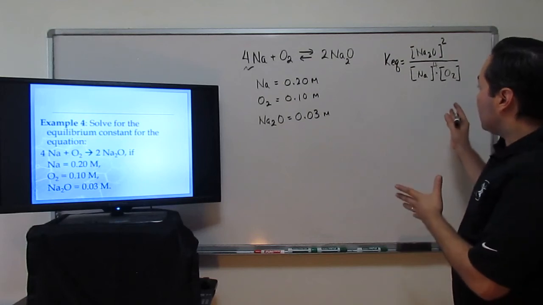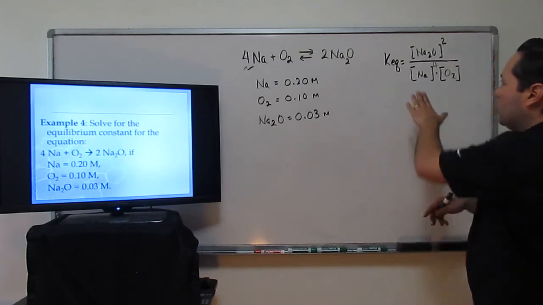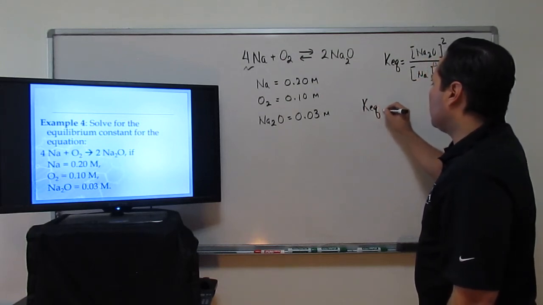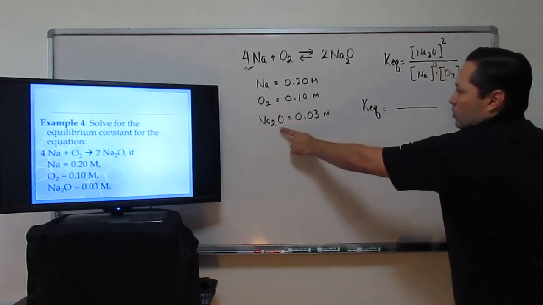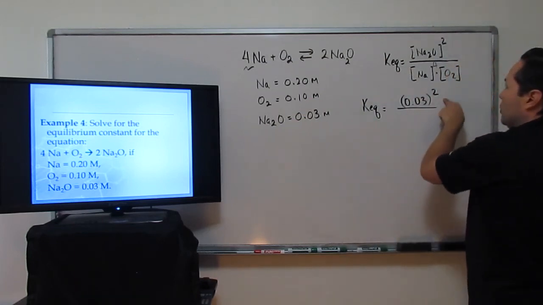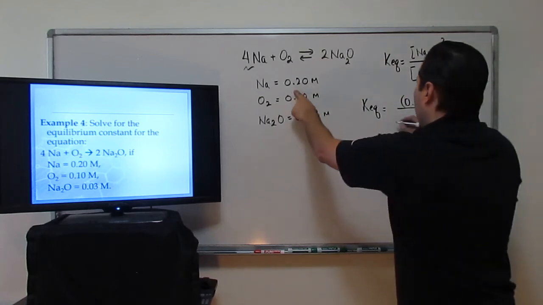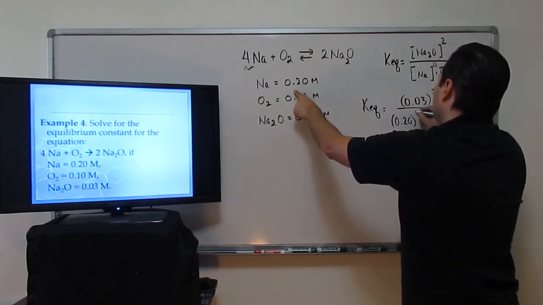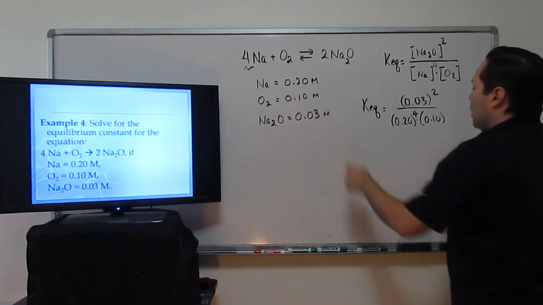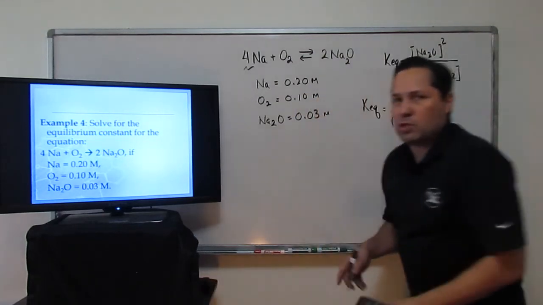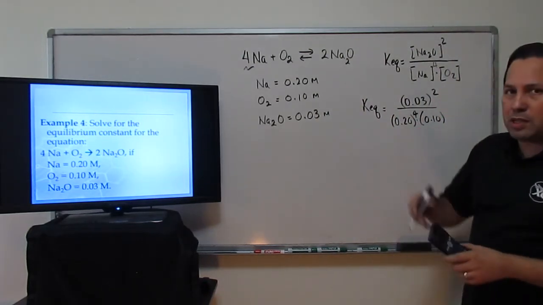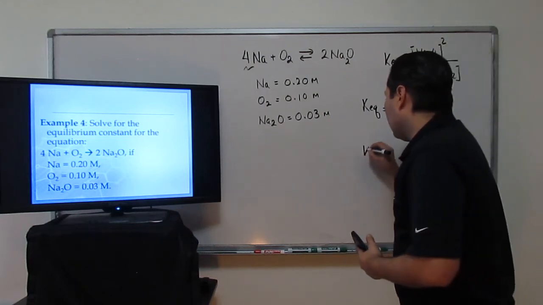Now that we have the setup, we're going to plug in all these values here and solve for KEQ. So let's begin to plug in. KEQ is equal to Na2O, it is 0.03 to the second power, and Na, it is 0.2 to the fourth power multiplied times 0.1. At this point what I would usually tell my students is don't try to put it all at once in your calculator. Multiply the top, solve for the bottom, and then divide at the end. So let's get the answer for each of those parts.